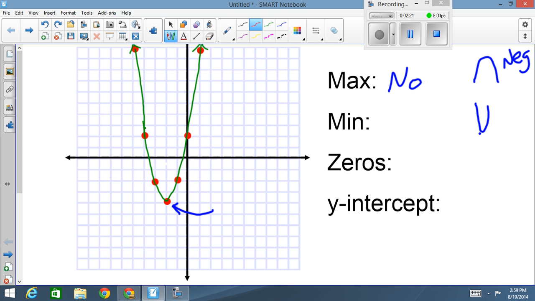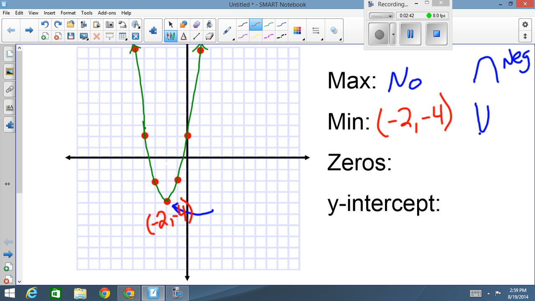In order to find my x value, I have to go to the left 2, so that's negative 2. And then I'm going down 1, 2, 3, 4. So negative 2, negative 4 is that point. Negative 2, comma, negative 4 is the minimum for this function. It's the very bottom point.